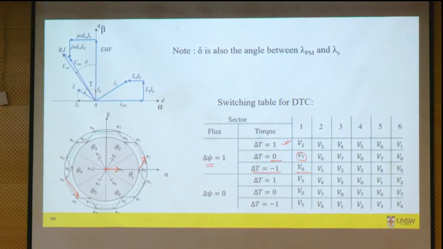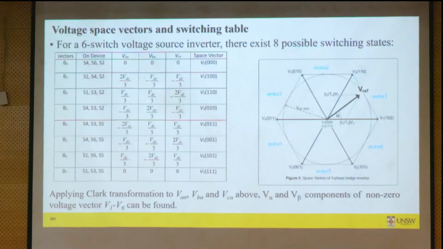So for various conditions, you can find out what voltage vectors are needed, and accordingly you have to turn on and turn off these switches. So for example, let's say you want V2, as in our previous case. V2 means switches S1, S3 and S2 must be on.